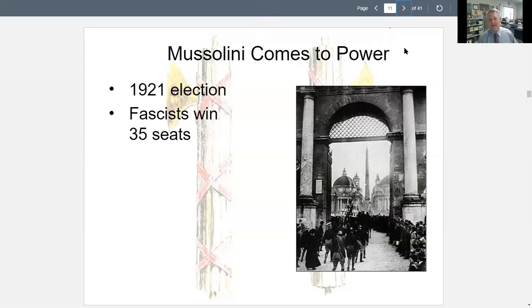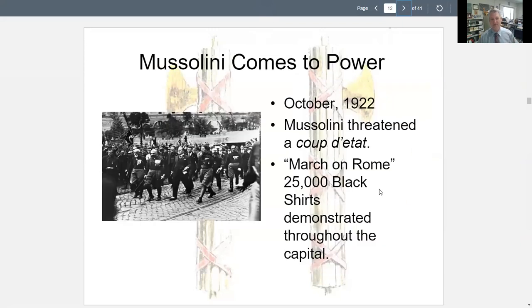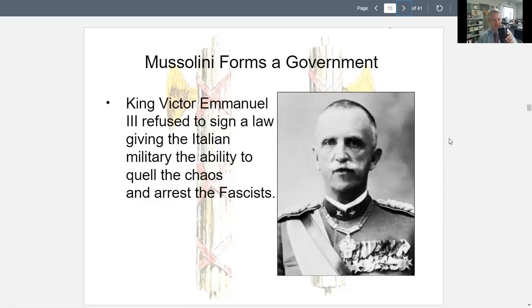In the election of 1921, the fascists win 35 seats in the parliament of Italy. So they start to gain ground. By October of 1922, Mussolini threatens a coup in which he is going to take out the king, but that is going to be unnecessary, as the king is basically going to voluntarily give Mussolini power. And it's that march on Rome that convinces this man, King Victor Emmanuel III, to give power to Mussolini.